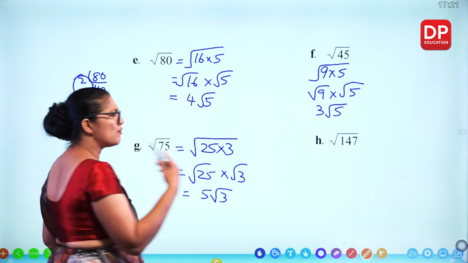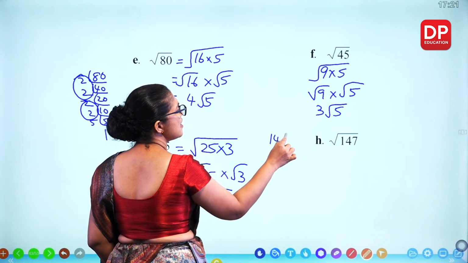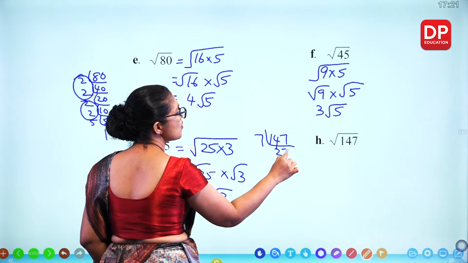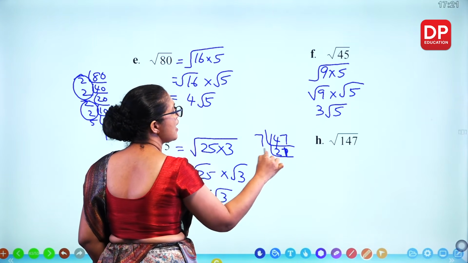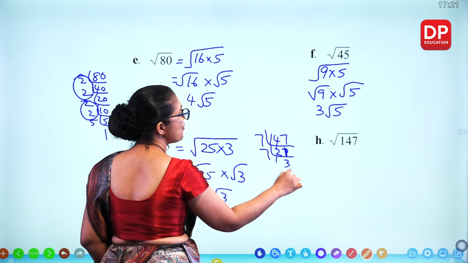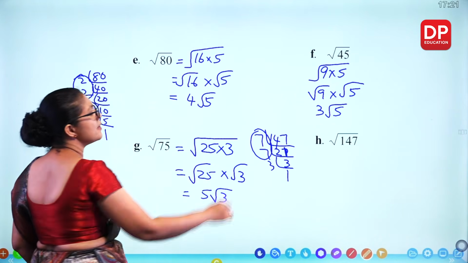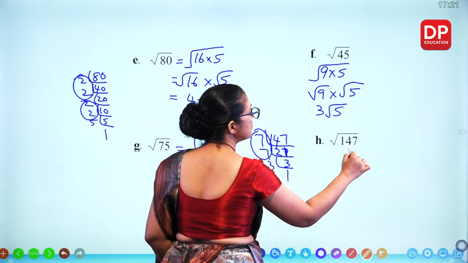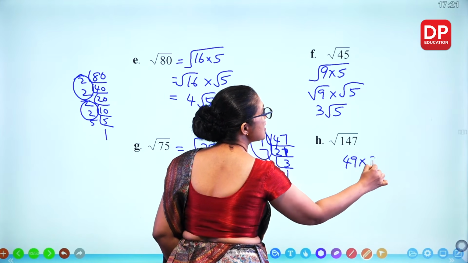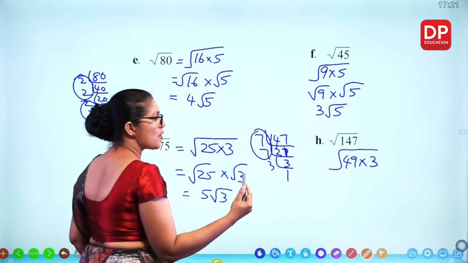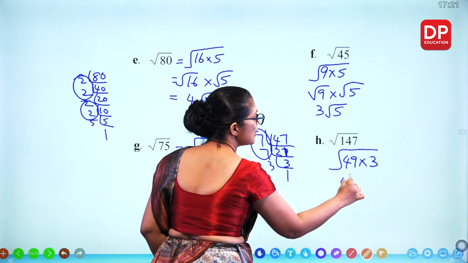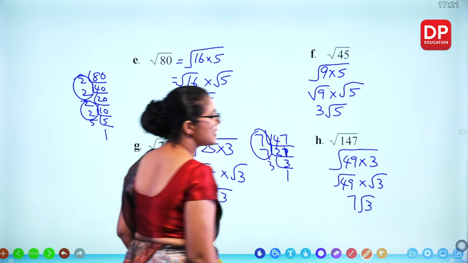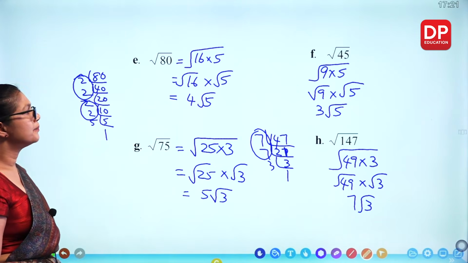147. At once I can't see the square number. So I am dividing this by 7. You get 21. Again I can divide by 7. You get 3. So what's the square number? 49. So 49 times 3. I can write this as 49 times 3. Square root of 49 is 7. So you get 7 root 3.